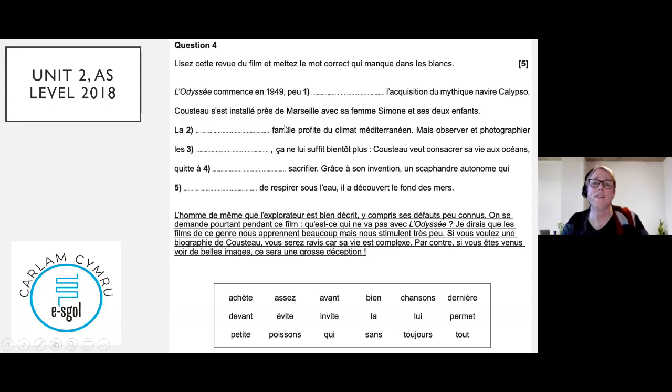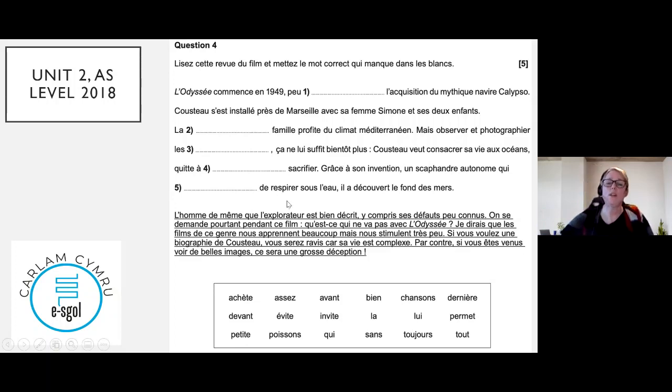So famille, feminine, adjective. Where are the feminine adjectives here? You've got dernière is feminine. You've got petite here. Which one works? Which one makes sense? Yeah. Sacrificing something. What would you do? Even if it means sacrificing, what word would fit there? Could it be everything? You sacrifice everything? Where is that word?